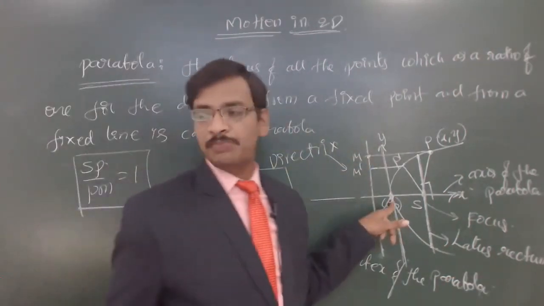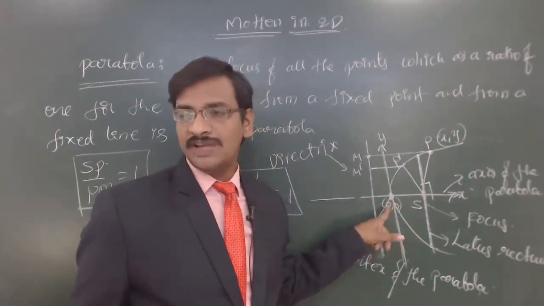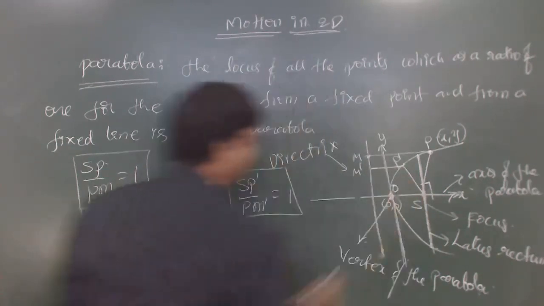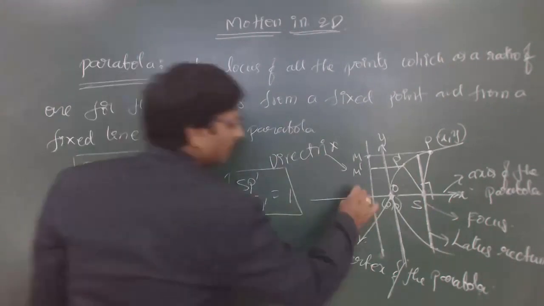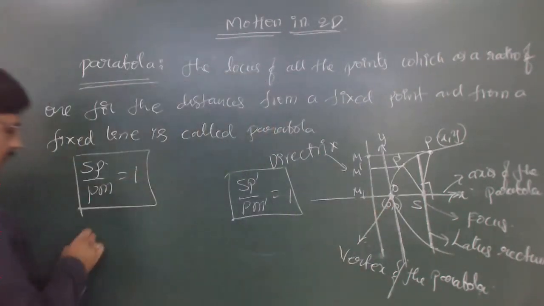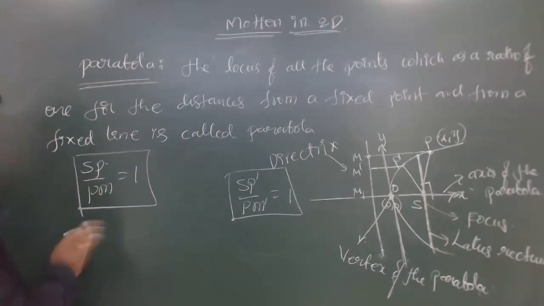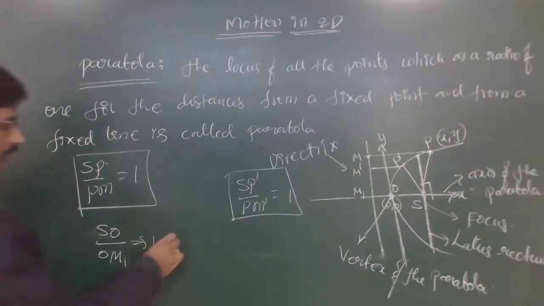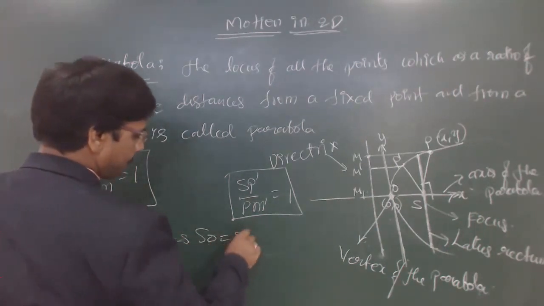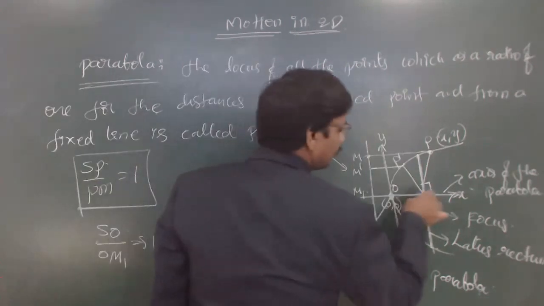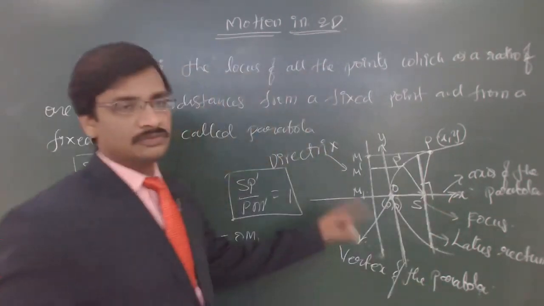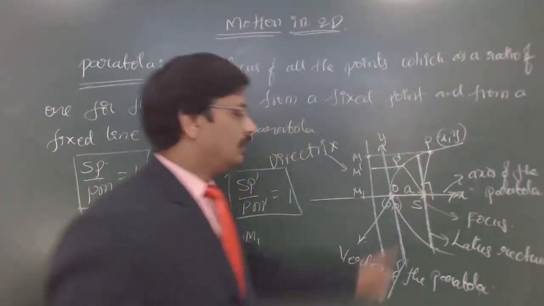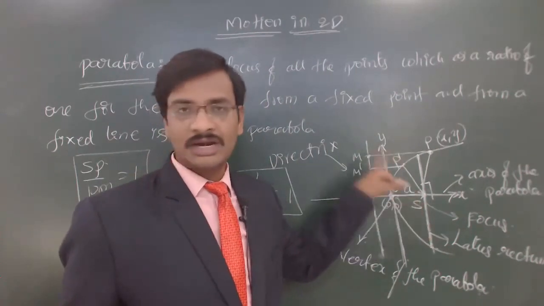So if I consider this point, which is again on the same parabola, now SP by PM, I call this location O. Then as per the definition of the parabola, I call this M1. So SO divided by OM1 is again equal to 1, or SO equals OM1. And then this length lies on the axis of the parabola. Let us say the focus is located at a distance of A, and from this understanding of A, we will try to calculate all other values.